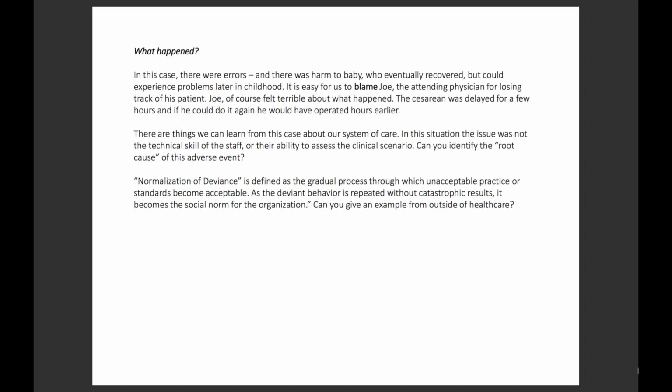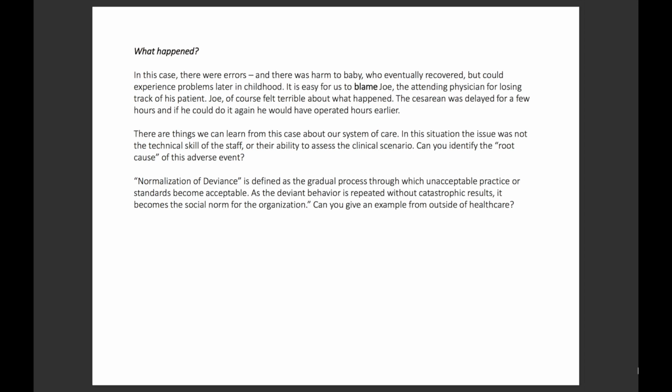But there are things we can learn from this case about systems. In this situation, the issue was not the technical skill of the staff. They were very technically skilled. This was not a situation where an attending physician wasn't present, so lack of supervision really wasn't the critical thing there, or their ability to assess the clinical scenario. Can you identify the root cause of this adverse event?